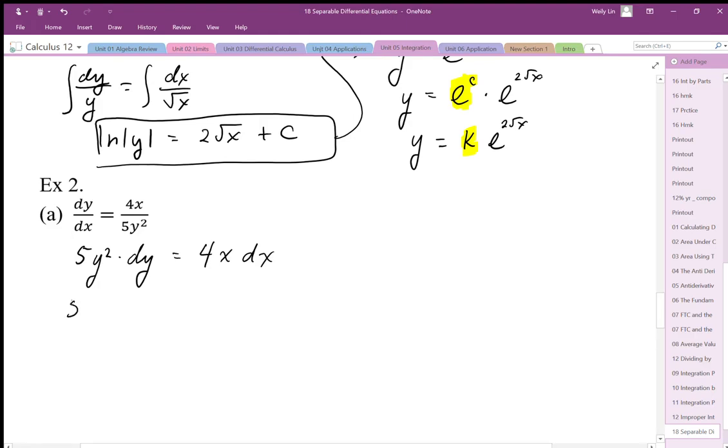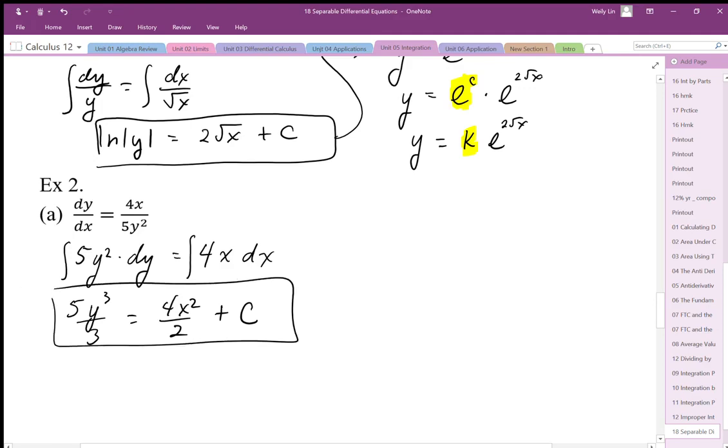So here we get, when we integrate both sides, I get 5y cubed over 3. And here I'm going to end up with 4x squared over 2 plus c. Okay, and then we can solve. This is the general solution again, and we can now leave it like that, implicit form, or we can actually solve for y.